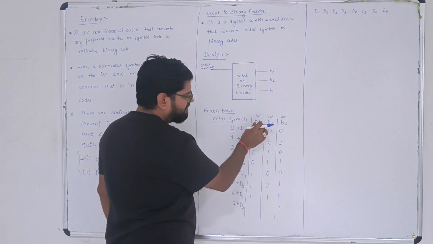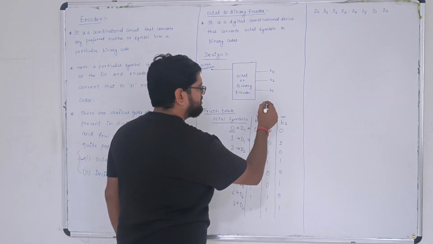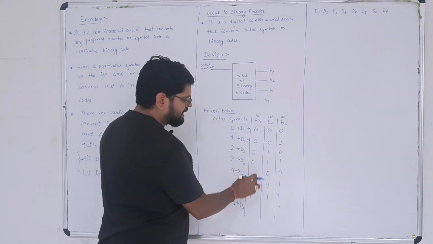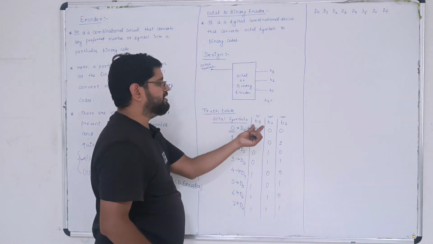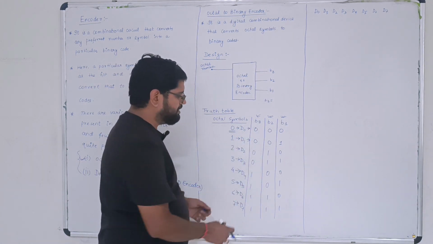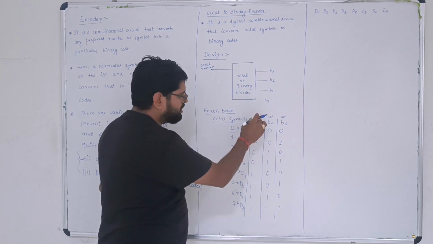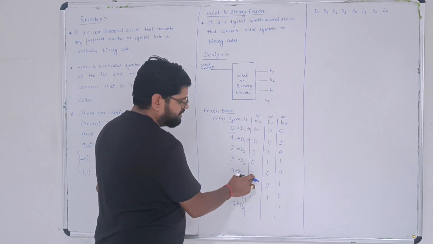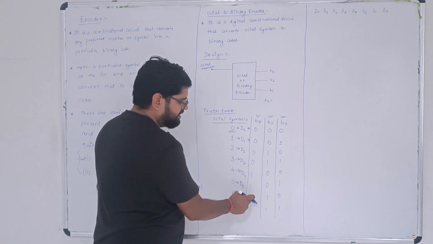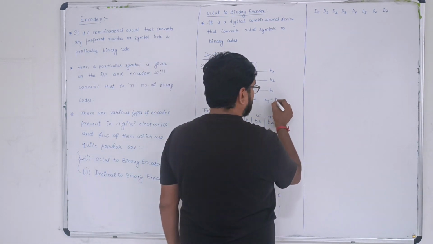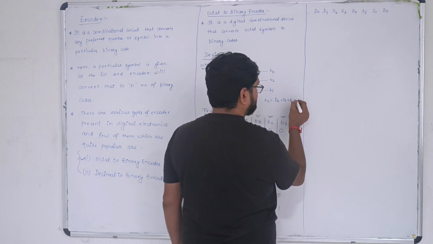So in order to get the Boolean expression for B3, we'll look at which of the data lines are active when B3 is the output. Which data lines are high during B3 output? You can clearly see D4 is high, D5 is high, D6 is high, and D7 is high. So the B3 value will come out to be D4, D5, D6, and D7.